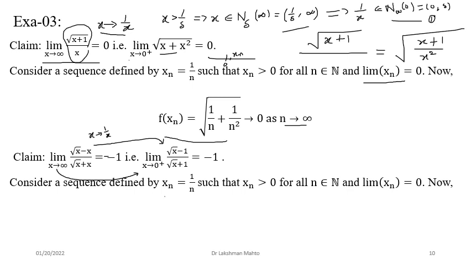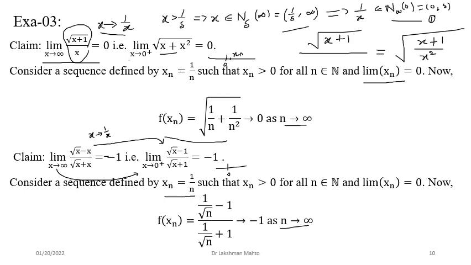So we come up with a sequence 1 by n, which is converging to 0 and every term falls on the right hand side of 0, and we will see the nature of the corresponding functional sequence. If you substitute x by xn, then you get this functional sequence. Easily you can see that when n is approaching infinity, it converges to minus 1. So we can say that minus 1 is the limit of this function when x is approaching 0 from the right, and hence minus 1 is the limit of this function when x is approaching infinity. So that is the approach.